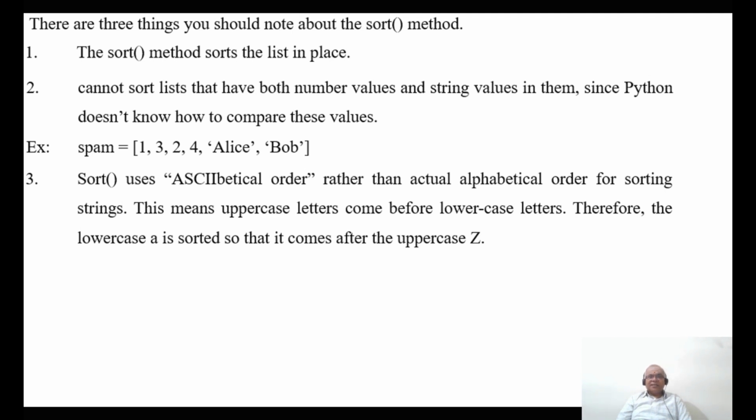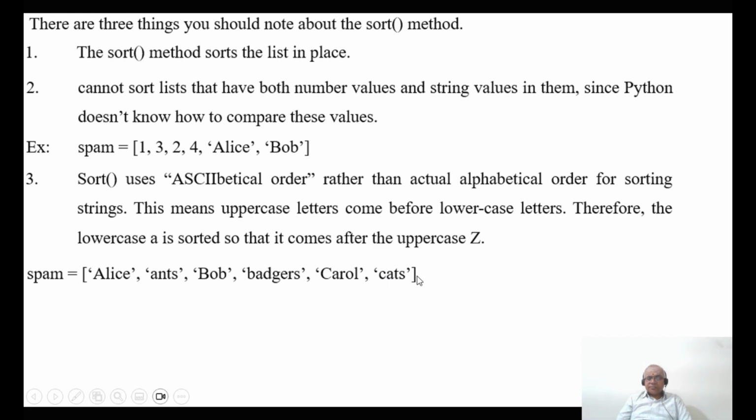In that case, the sort uses ASCII-betical order rather than actual alphabetical order for sorting. This means uppercase letters come before the lowercase letters. Therefore, the lowercase a is sorted so that it comes after the uppercase Z. For example, if I use capital A 'Alice', small 'ants', capital B 'Bob', small 'badgers', capital C 'Carol', and then 'cats'. If you have that, so ASCII-betical, that means it is going to take the values of the ASCII characters.